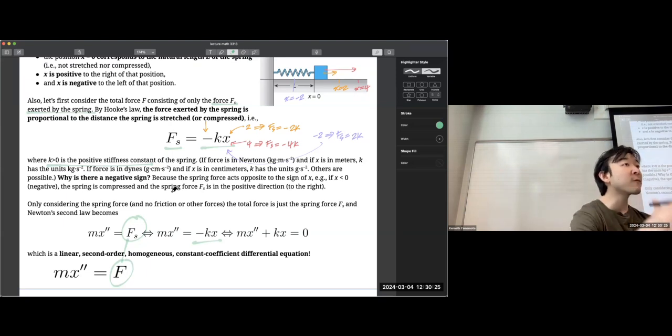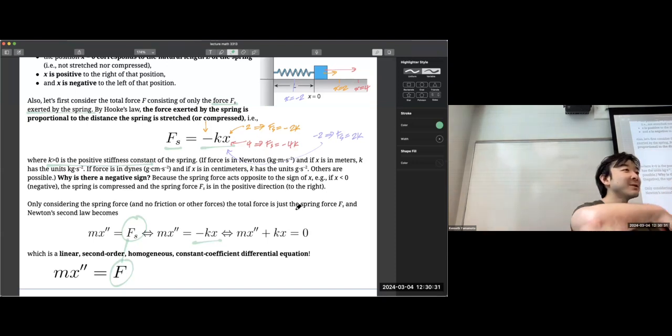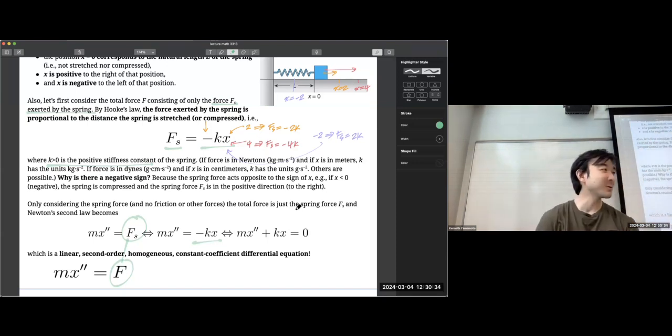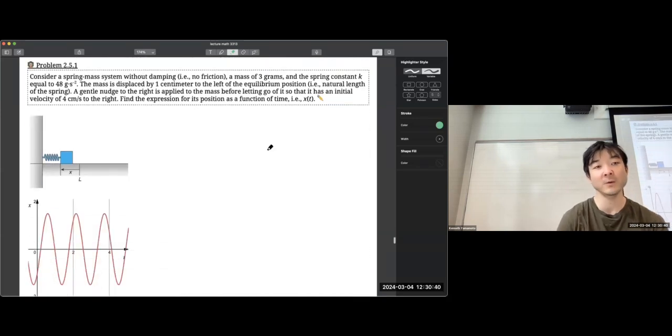Now, if we introduce more forces, you're going to maybe have a non-homogeneous differential equation. And that's why that's 2.7. That comes after 2.6, which is what we just covered. But I'm doing 2.4 and 2.6 together so we get all the math done, and we'll do applications only for the next week. So consider a spring mass system without damping.